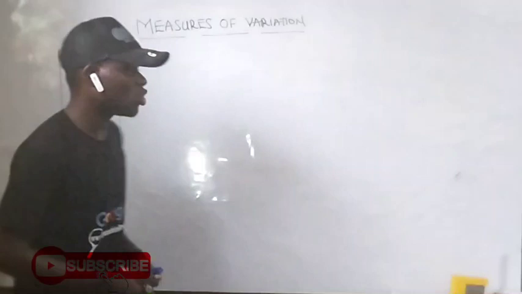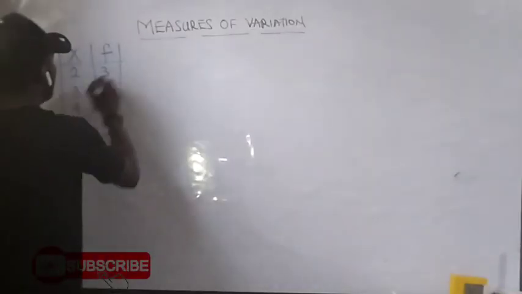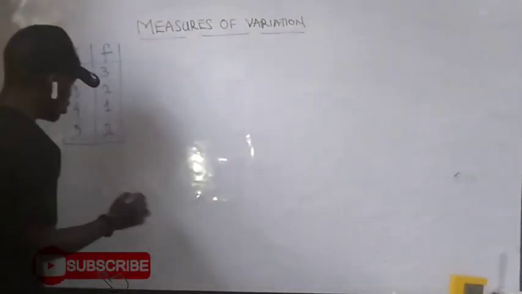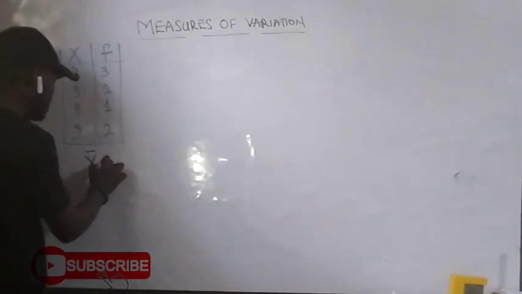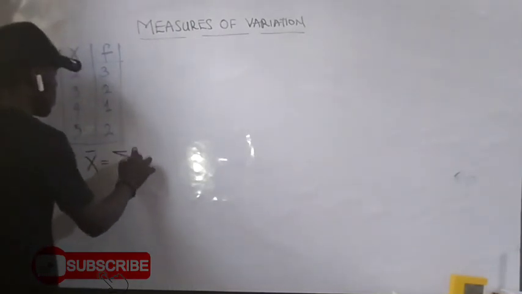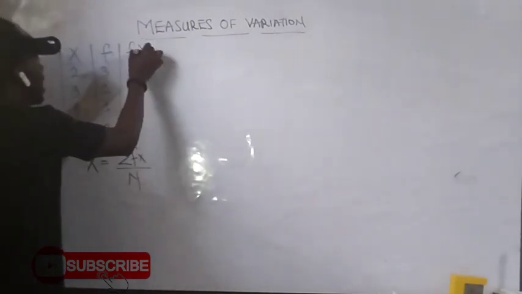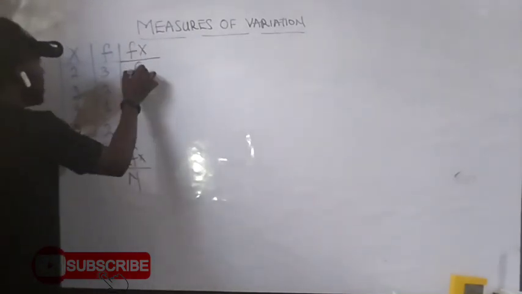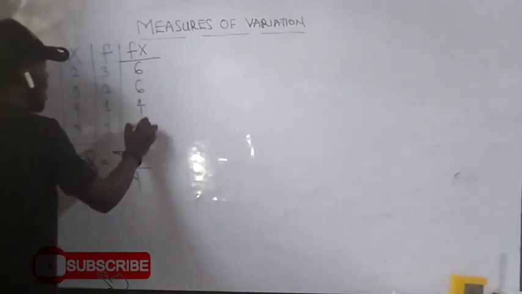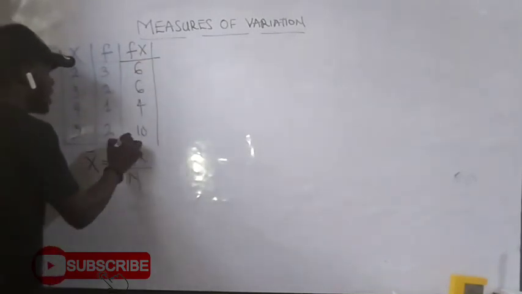It's just simple. We try to complete our table in a full manner. Solve for your mean first. That's the first thing I'm going to do. That's your x bar being the summation of fx all over capital N. So I need to solve for my fx here. 2 times 3 is 6. Here is 6. Here is 4. And here is 10. So I need this and I need to sum it up.